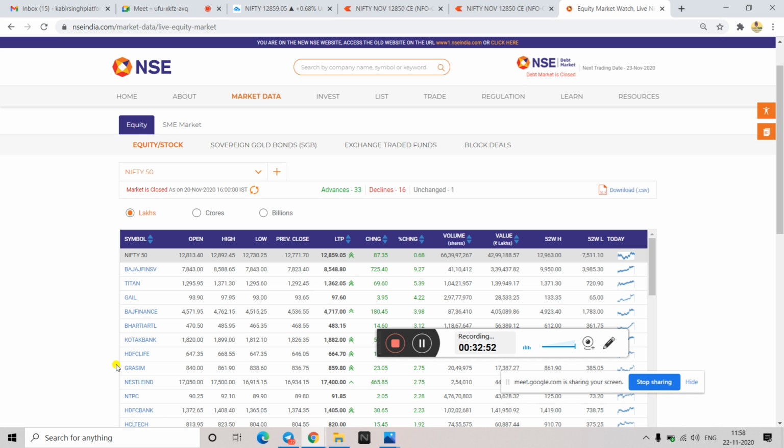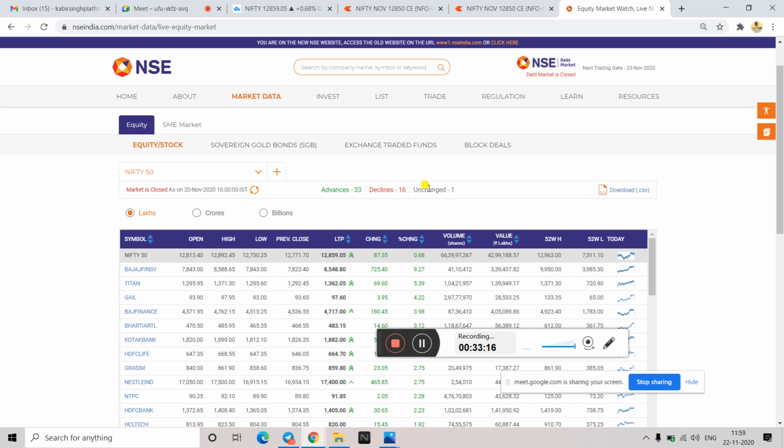Yes, you can see. So this is Nifty 50 data. Advances means, if I want to interpret what is written here, advances are 33. So around the close, this is closed data, the market is closed, right? Around the close, 33 of the Nifty 50 stocks are in green, positive, and 16 are negative, and one is neutral, unchanged.